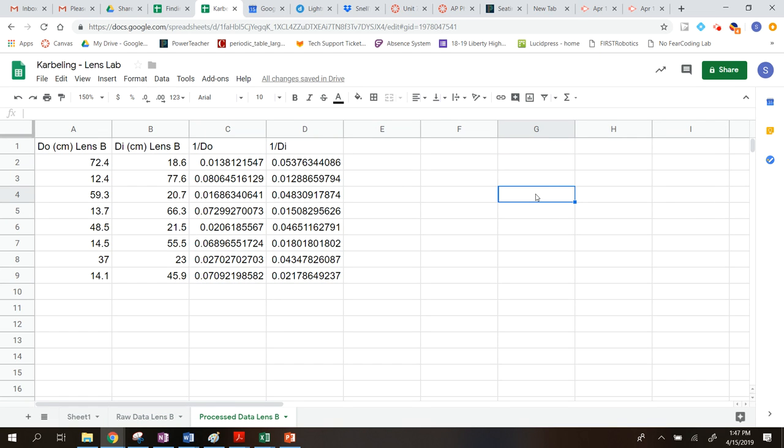So now that you've got your list of DIs and DOs, now we just need to graph it. We need to put it all together. So sometimes Google Sheets thinks it's a little smarter than you. Sometimes it's really, really dumb. And it seems kind of like a crapshoot.